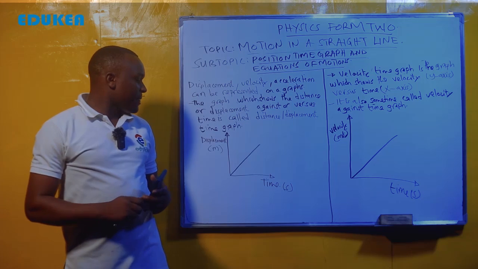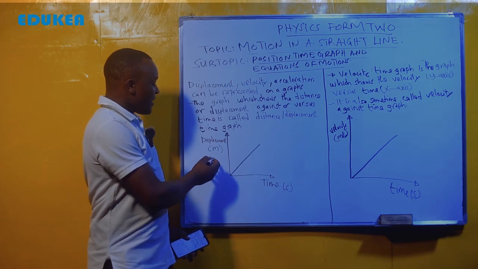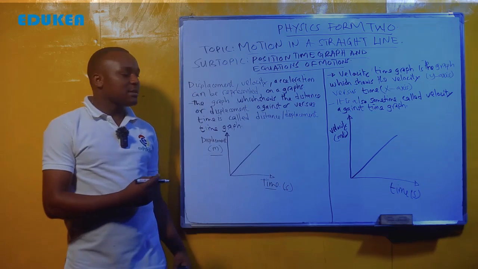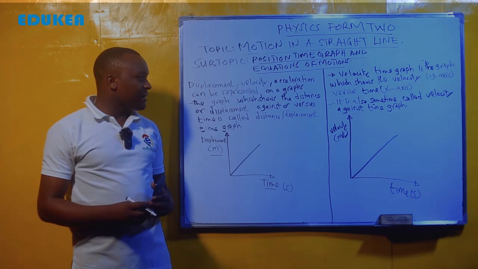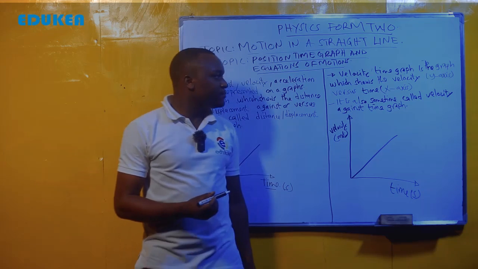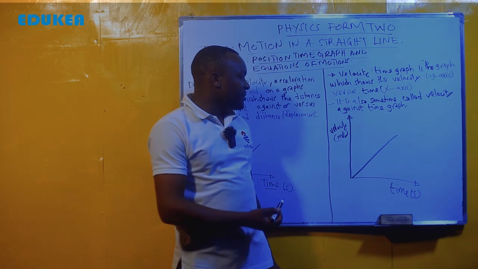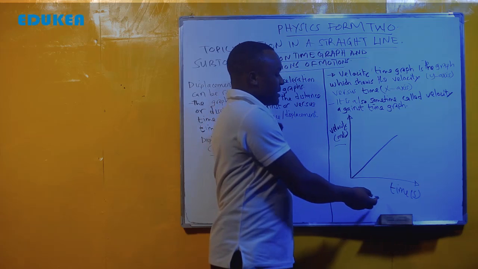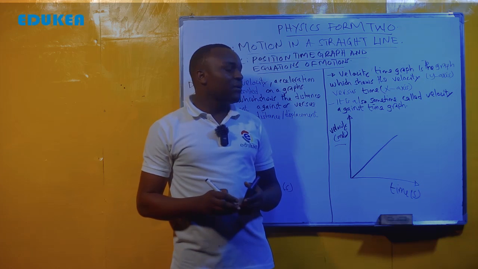As we can see in the first diagram, we have displacement against time. This is called a distance or displacement time graph. But also we have the velocity time graph, whereby there is a plot of velocity against time. That is the representation of a velocity time graph.